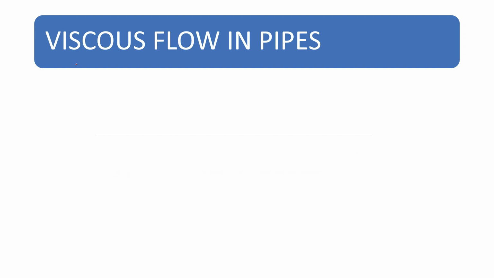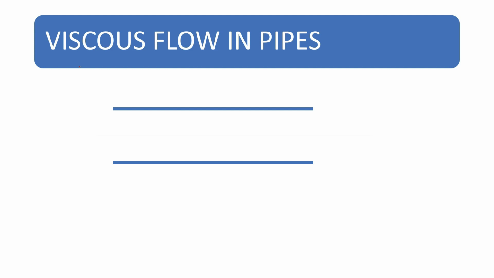In this video, we will discuss viscous flow in a pipe. So this is a tube in which the fluid is flowing. When the fluid flows in the pipe, the bottom layer of the fluid, the molecules here, will get stuck to the pipe due to viscosity.